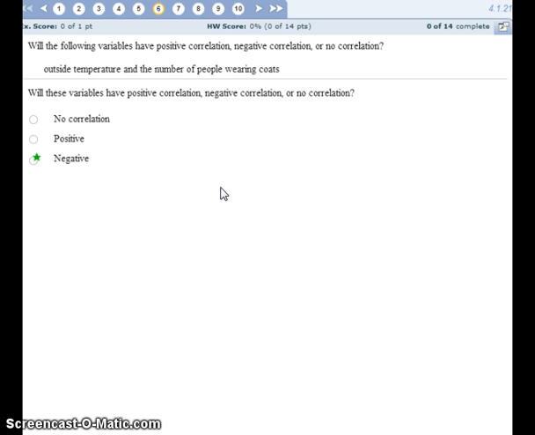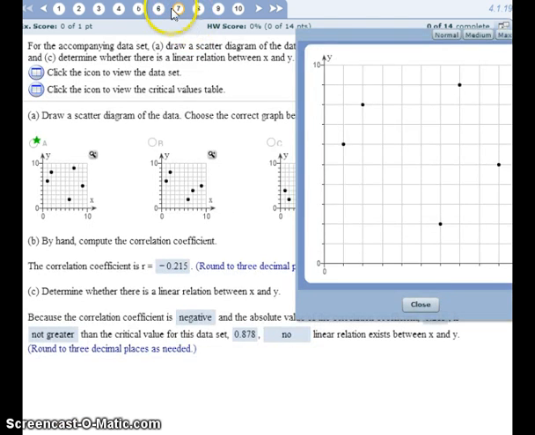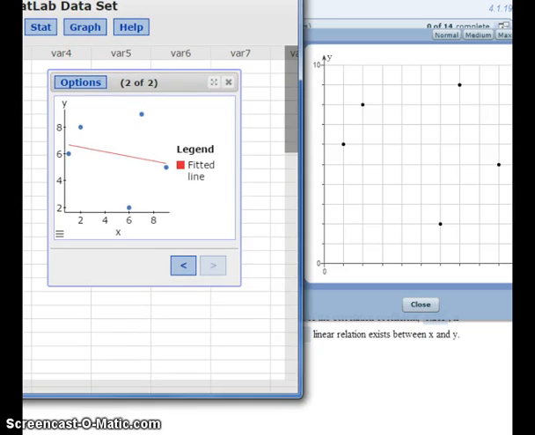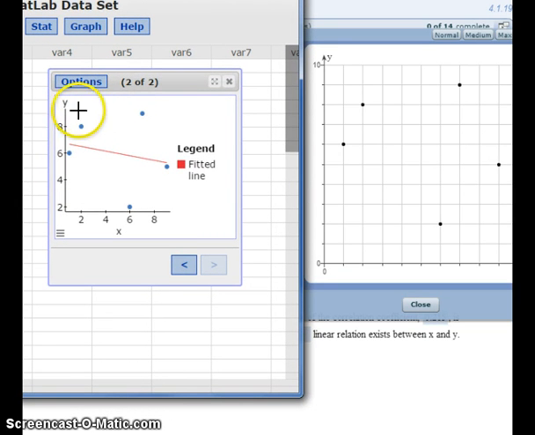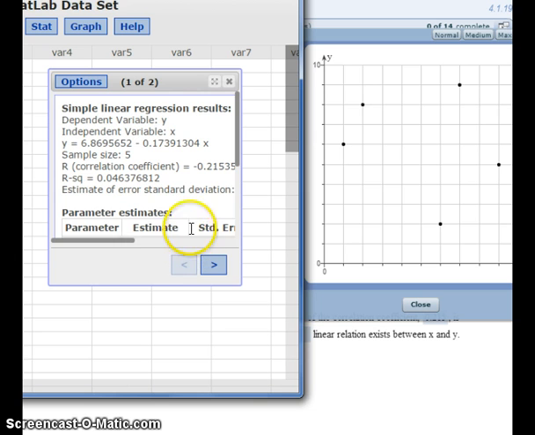That's a negative correlation. For number 7 here, we have another data set. Start with drawing the scatter diagram. A is the correct answer, and you could pull it up in StatCrunch or draw one on your own on some graph paper, and you would see that A looks exactly like the scatter diagram you get. Then compute the correlation coefficient by hand, but definitely use StatCrunch or Excel to check your work. You should get -0.215.